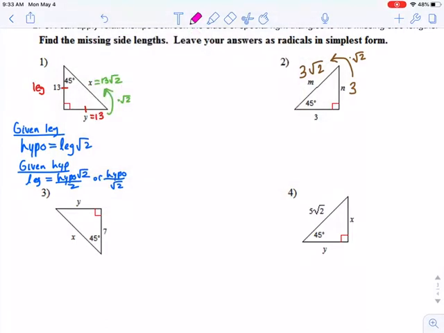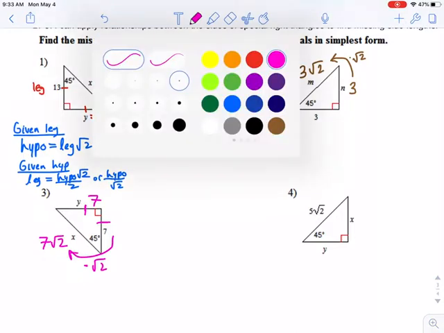All right, number 3, we're given a leg again. So y is going to equal 7. X is going to be 7 radical 2. And we could do Pythagorean theorem each and every time, but look how quickly we can do this. This is great. This is amazing.